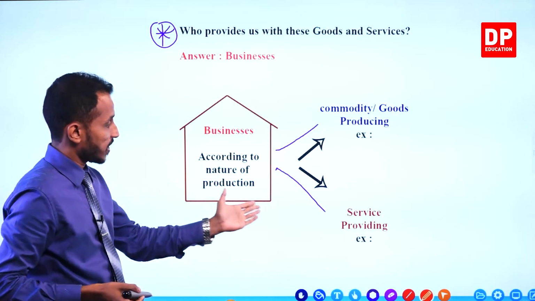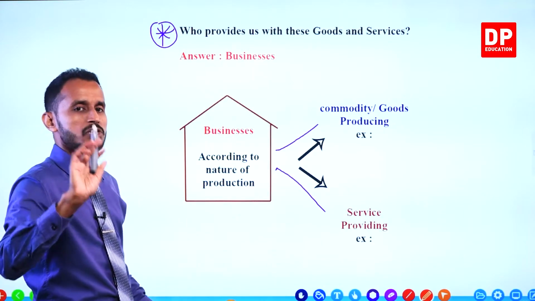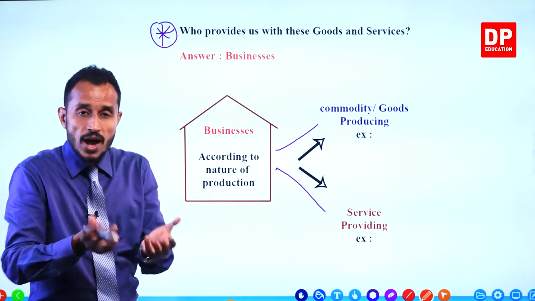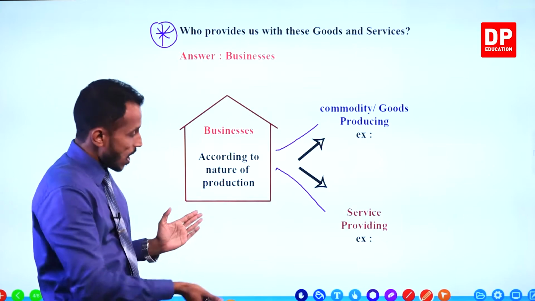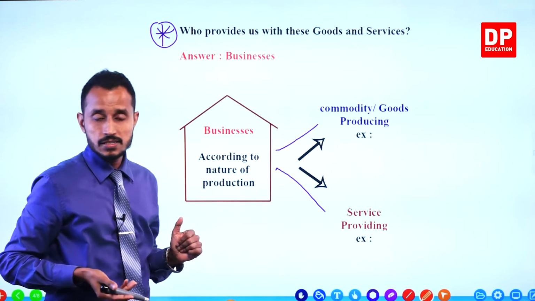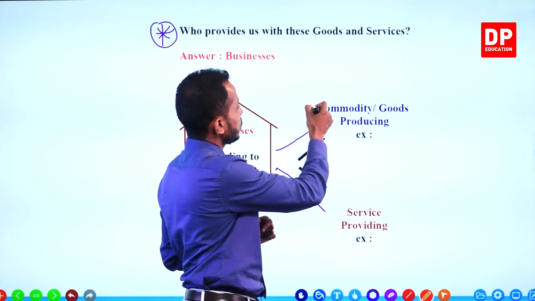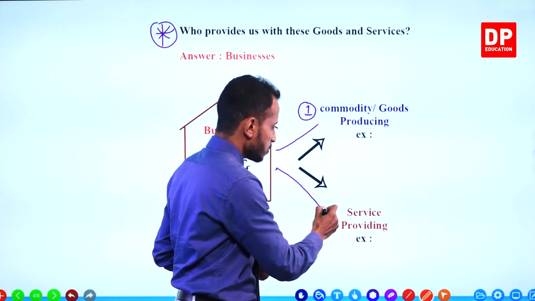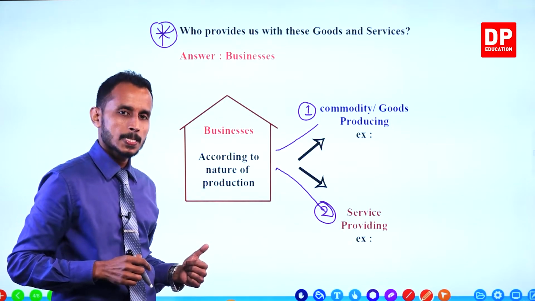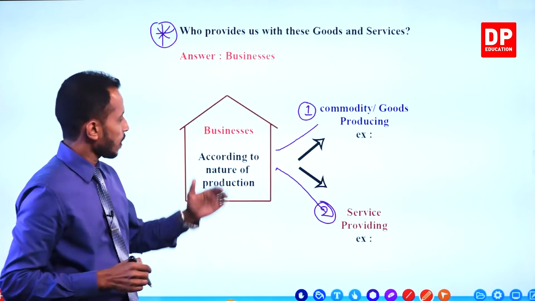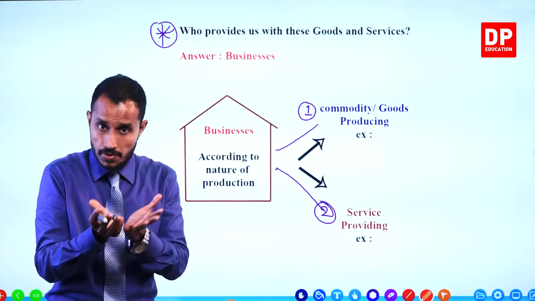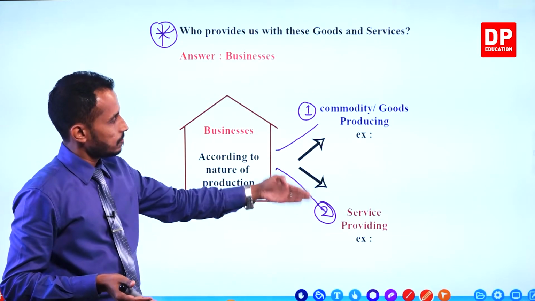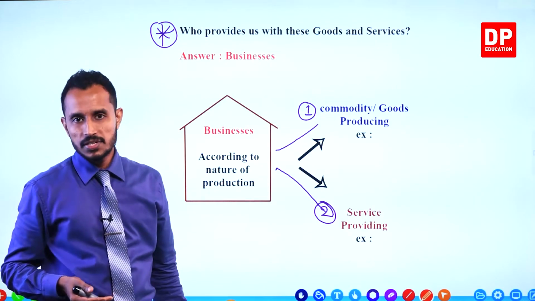What is this classification? Yes, children, it shows how businesses are categorized in terms of the nature of production. What do they provide us? By looking at what they provide, we can categorize businesses as commodity or goods manufacturing businesses, goods producing businesses, and service providing businesses. Two categories. Businesses according to what they provide, what they produce, the nature of production. Businesses categorized as goods producing and service providing businesses.